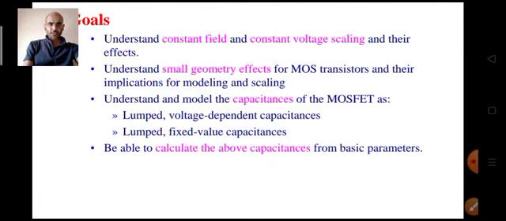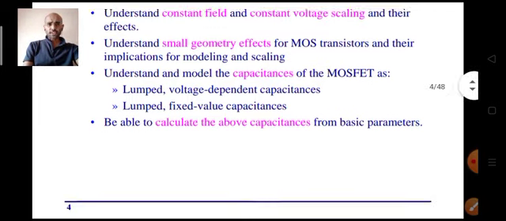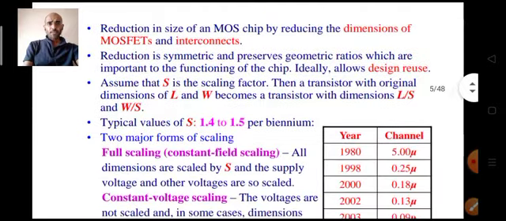Small geometry effects we are probably going to discuss in today's class or in the next class. But capacitance we have already discussed. So, MOSFET scaling.